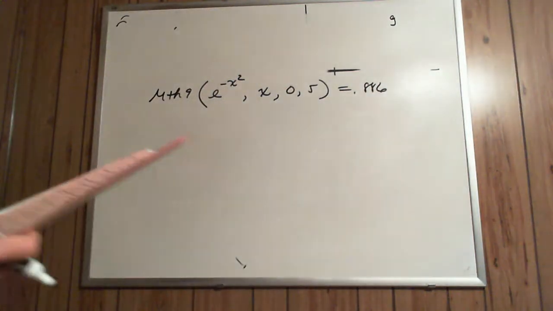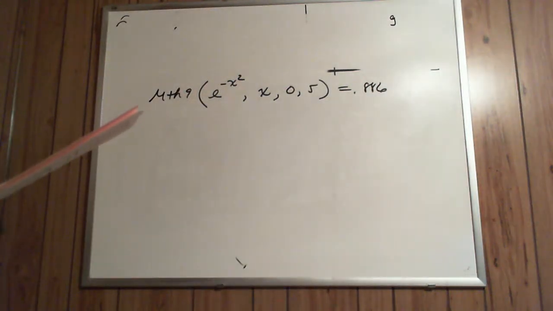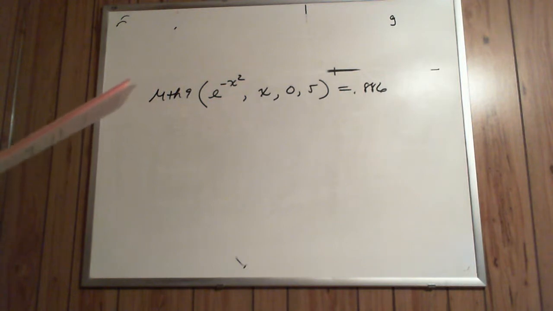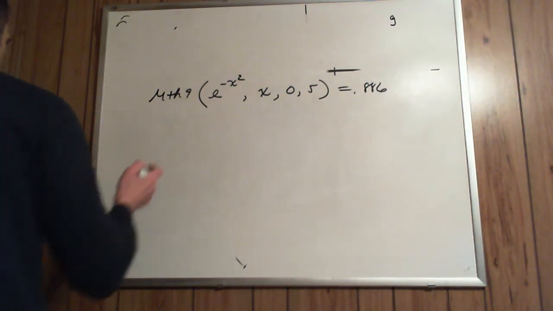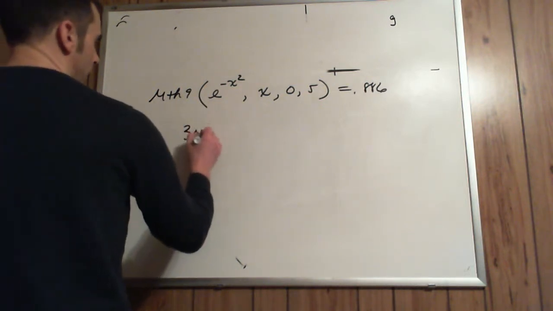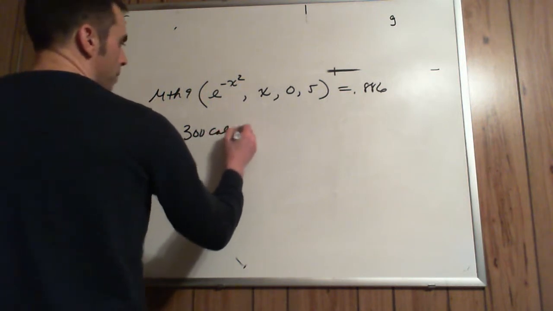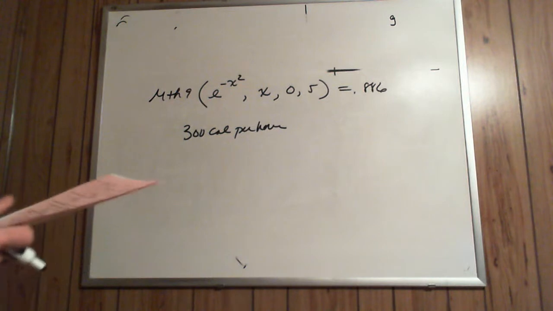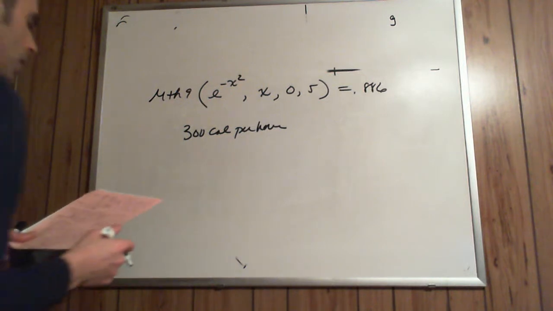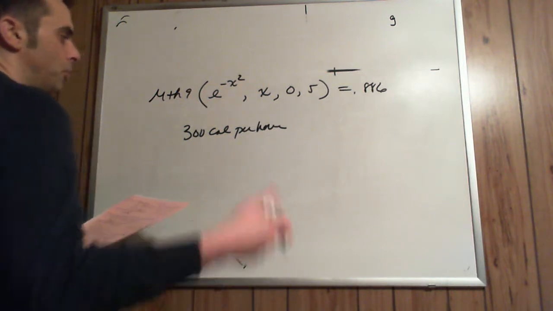In number 12, it says to find the calories burned by a walker burning 300 calories per hour from 6 p.m. to 7:30 p.m. And the directions said to write and evaluate a definite integral to find the desired quantity. So we have a walker burning 300 calories per hour. What definite integral can we write to find the answer of how many calories the person burned?